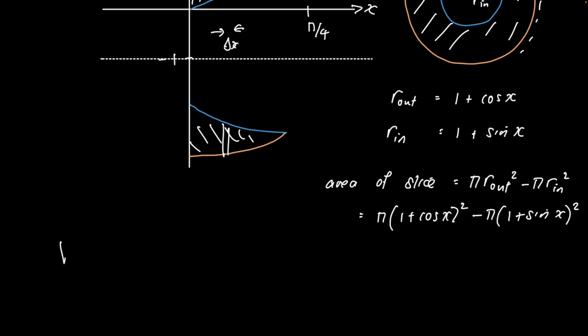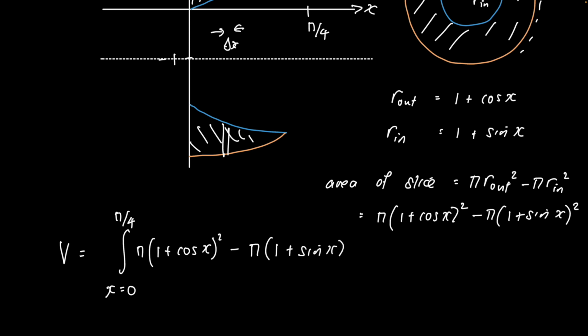So our volume is going to be the integral with respect to x from 0 to pi over 4 of this expression we just figured out. So it's going to be pi times (1 plus cosine x) squared minus pi times (1 plus sine x) squared, and that integral is with respect to x. Okay, so we've solved the problem of setting up our volume as an integral now.